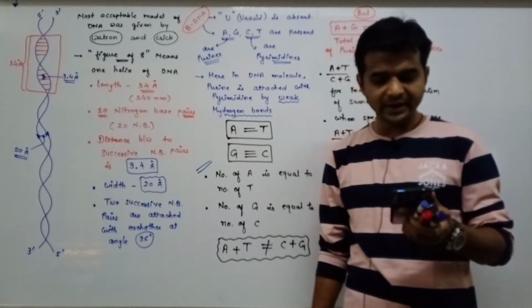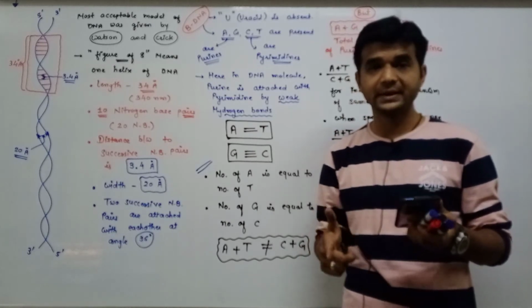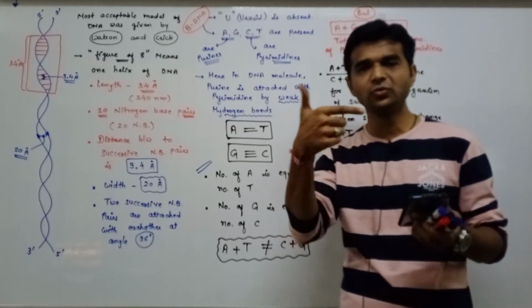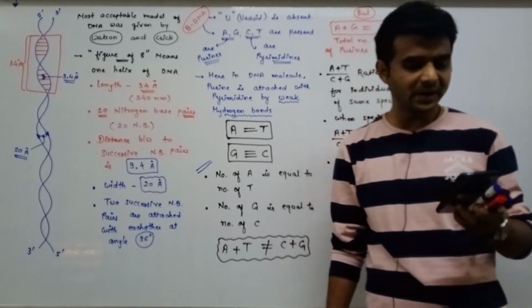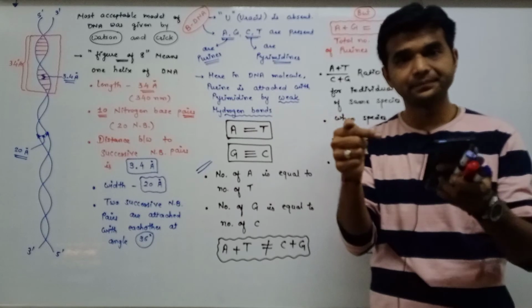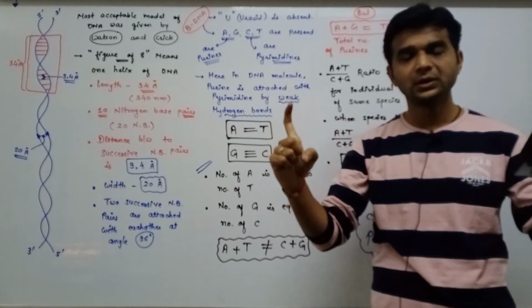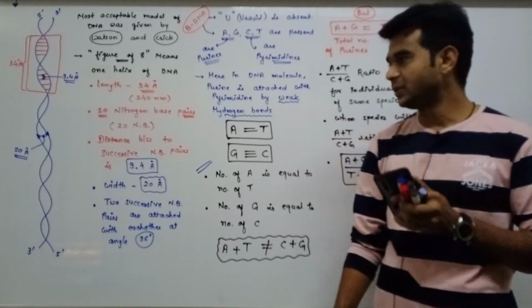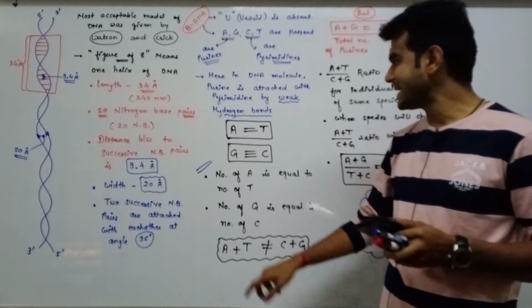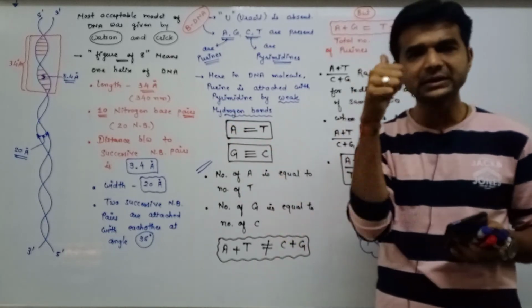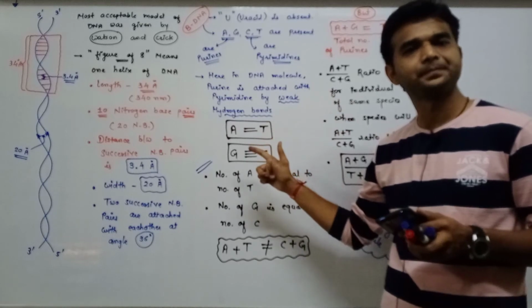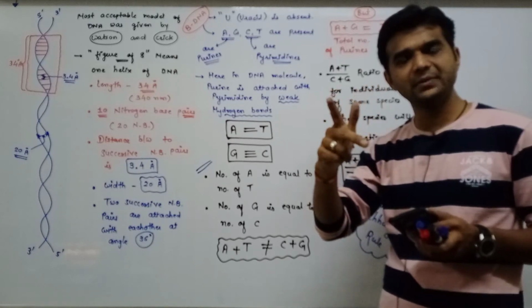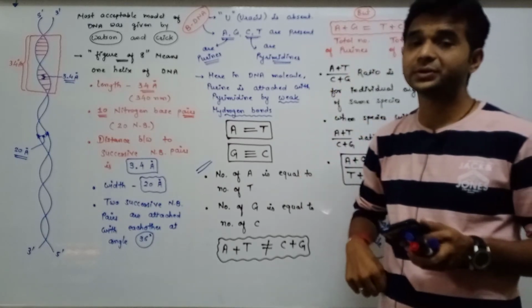Nitrogen bases are projected more or less perpendicular. Yes, all are not perpendicular, but more or less perpendicular to this backbone, and they face inside. Okay, so from both the strands, nitrogen bases are facing towards each other, and you know that if adenine is there in one strand, then in the opposite strand it is confirmed that thymine is present. And it is also confirmed that between adenine and thymine there are two weak hydrogen bonds.